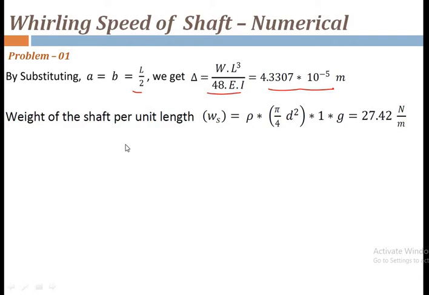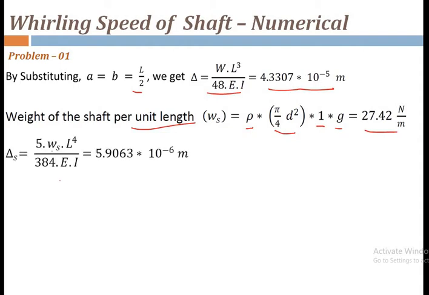Now weight of the shaft need to calculate, as density of the shaft is given. Weight of the shaft per meter length is equal to density into cross section area into length of the shaft 1 meter into g, that is equal to 27.42 Newton per meter.